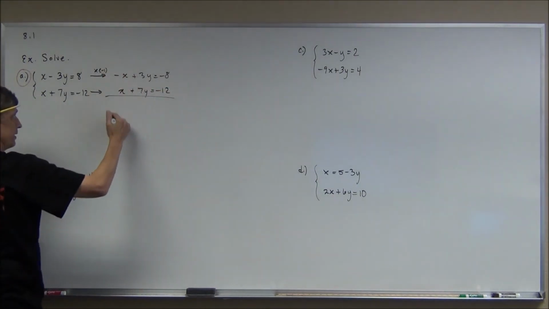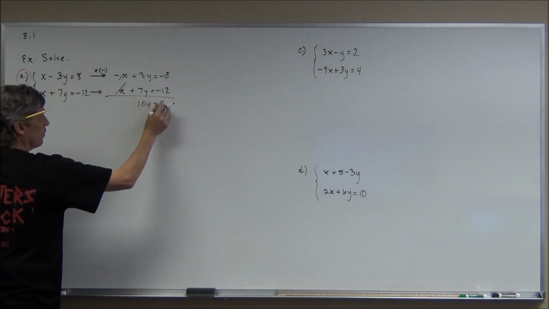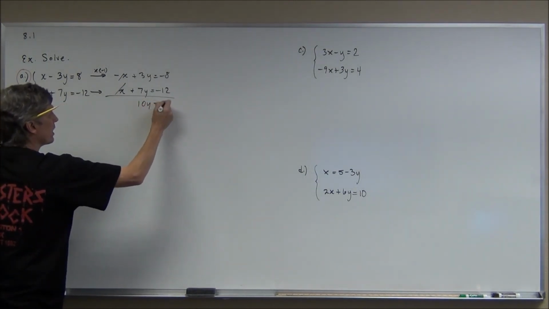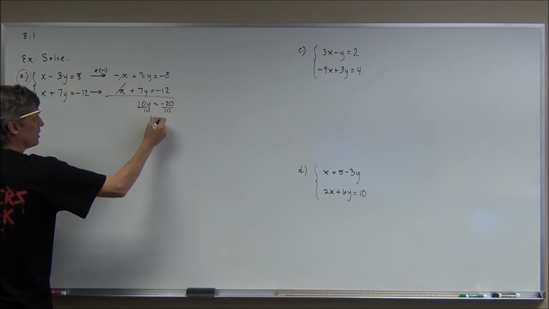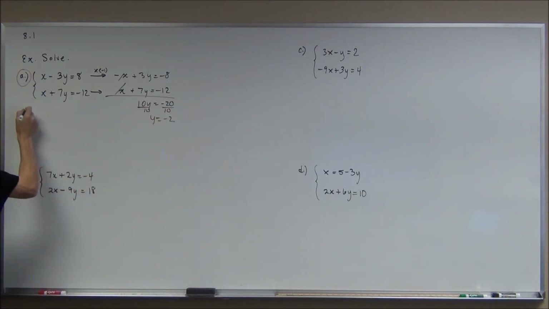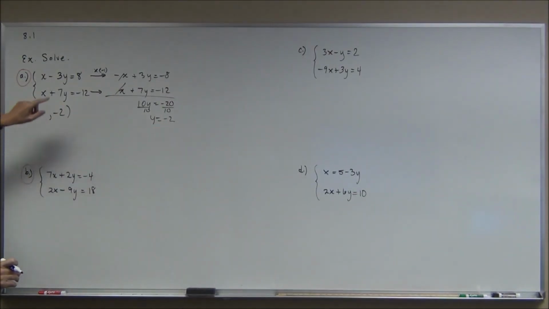If I go ahead and add the sides as is, I have 10y is equal to -20. I'm going to divide both sides by 10. I have y is equal to -2. So I know that my answer is something, -2. Take the y value of -2, go back to either one of these equations. I'll just take the top one.